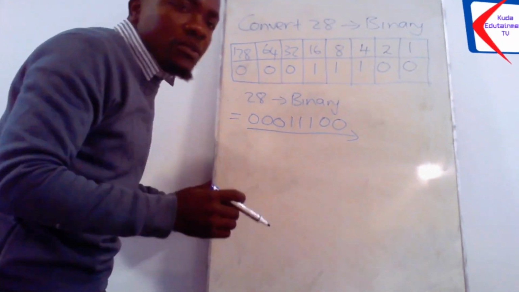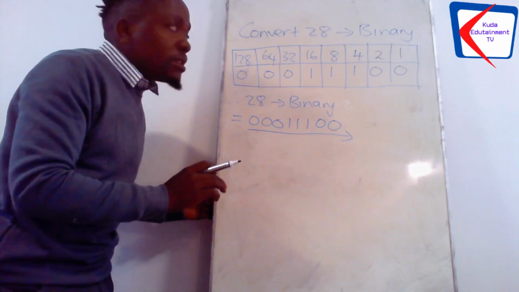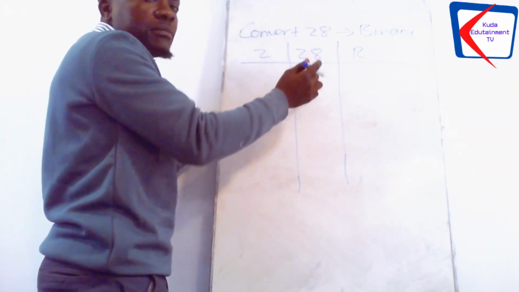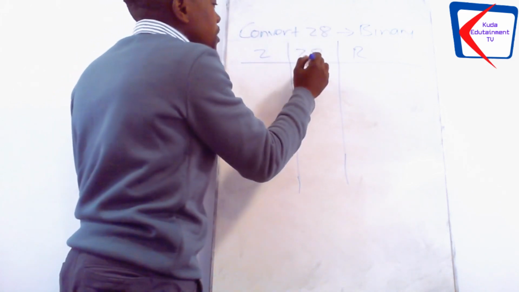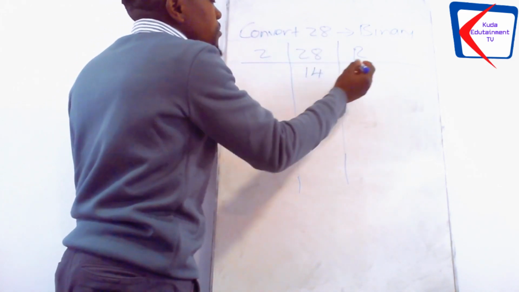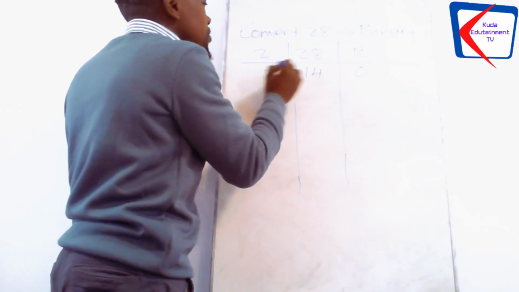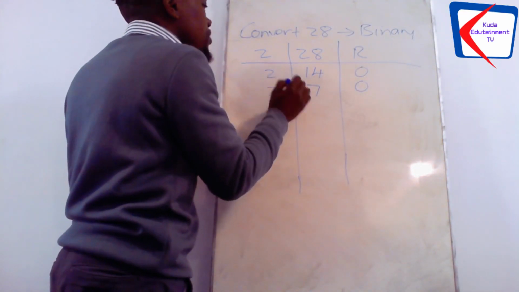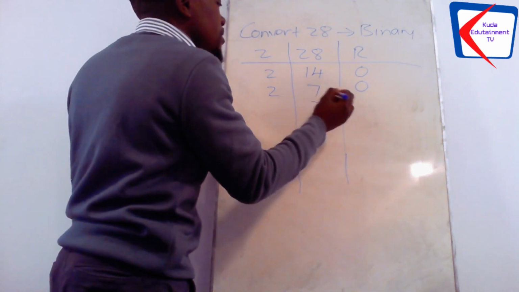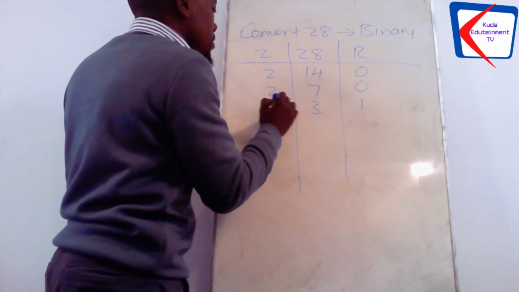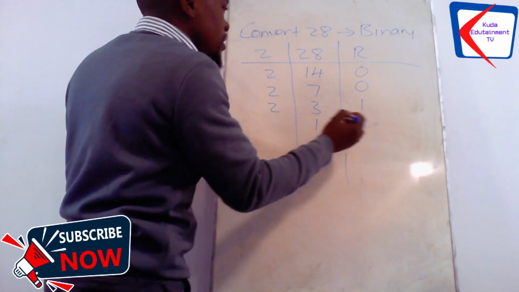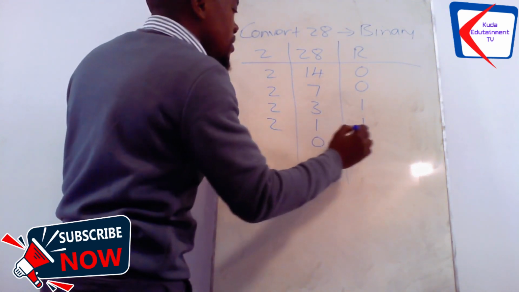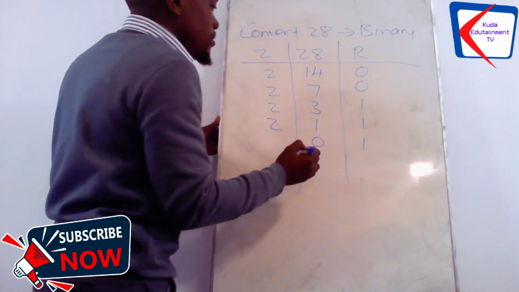Now let us use the second method, which is successive division. Successive, we are simply dividing by 2. 2 into 28 is 14, leaving a remainder of 0. 2 into 14 is 7, leaving a remainder of 0. 2 into 7 goes 3 times, leaving a remainder of 1. 2 into 3 goes once, leaving a remainder of 1. 2 into 1 goes 0 times, leaving a remainder of 1.